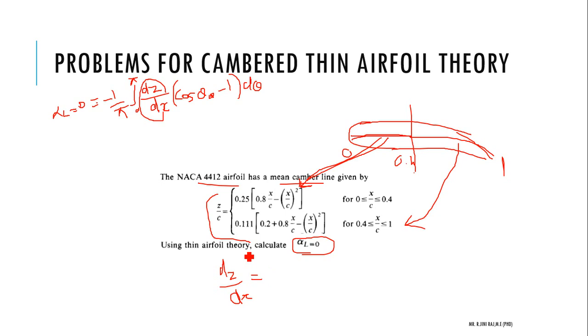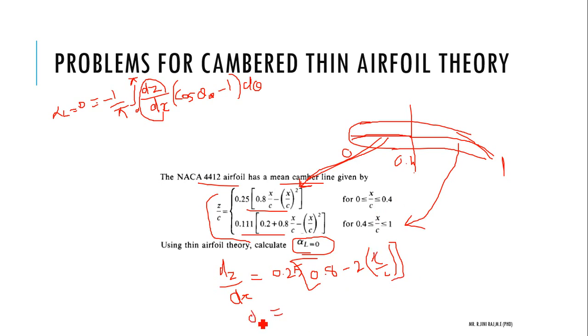For finding this, we have two equations: z by c for the frontmost part, and z by c for the rearward part. First, differentiating z with respect to x, we get dz by dx equal to 0.25 into 0.8 minus 2 into x by c. This is for the first equation.